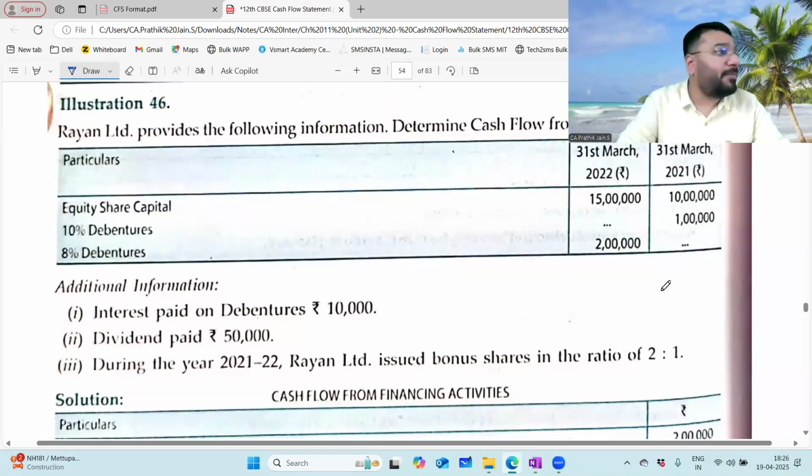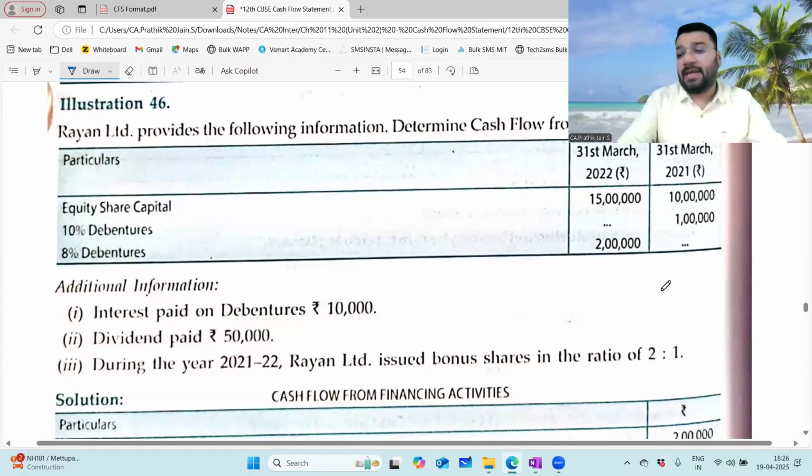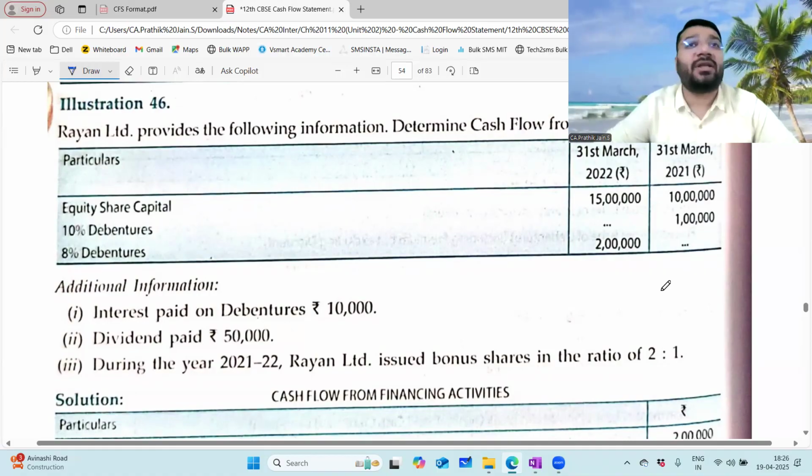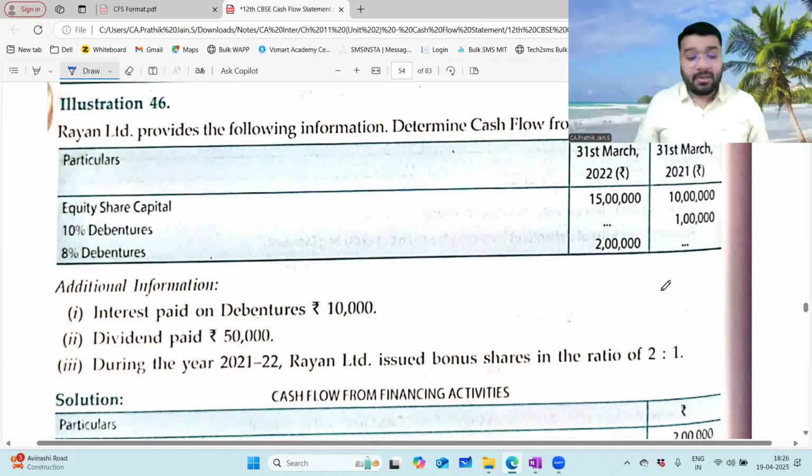One more question and with that we'll wrap up. In your 12th standard and in CA Foundation, whenever the date of purchase of the asset and the sale of the asset is not given, we assume that the asset is purchased and sold at the end of the financial year. But in CA Intermediate, they have gone with the opposite assumption.